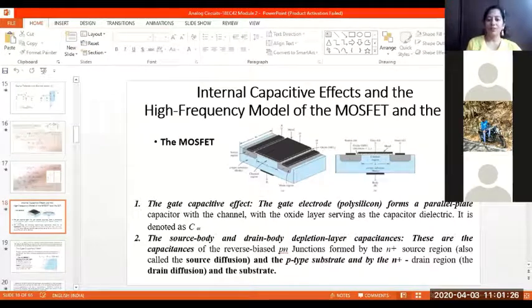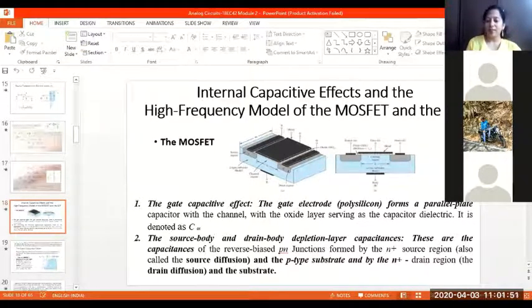Let's start off with the internal capacitive effects in the MOSFET, and let's try to derive the high frequency model of the MOSFET. Okay, so BJT we will not be doing for now. We don't need it as it's not there in our current syllabus. So I was telling you yesterday the structure and construction of MOSFET.